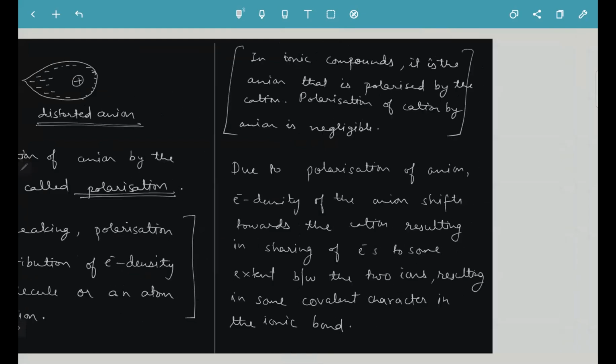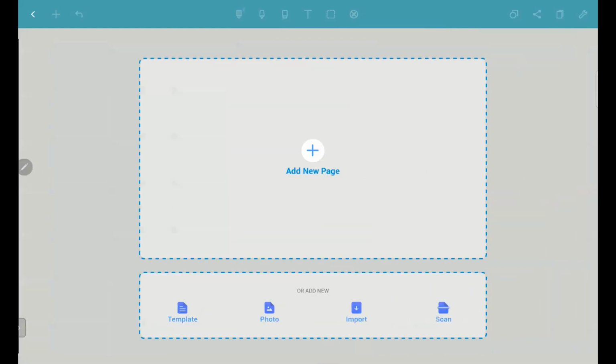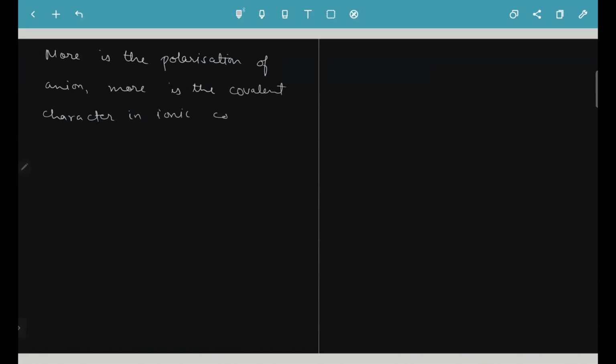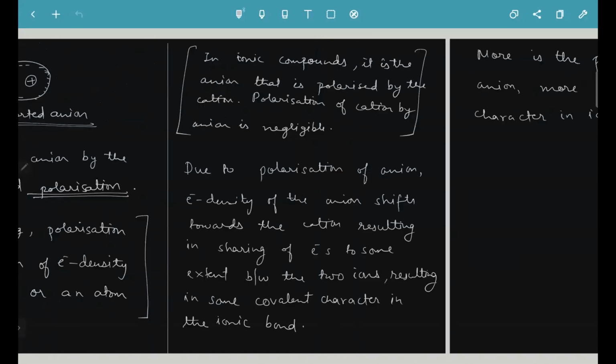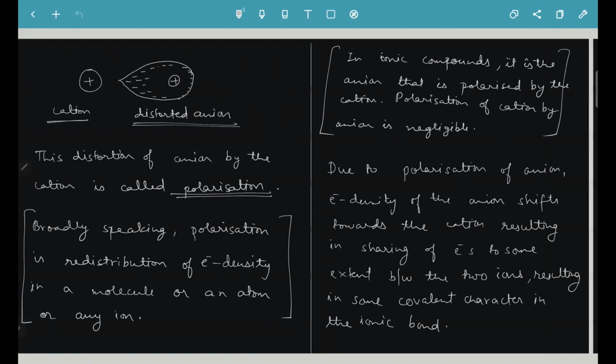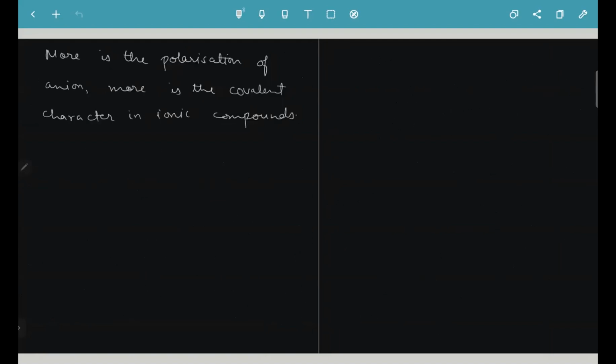So we can write this point. More is the polarization of an ion, more is the covalent character in ionic compounds. The extent of covalent character depends on the extent of polarization. यहाँ पे different factors को हम ऐसे summarize करेंगे.